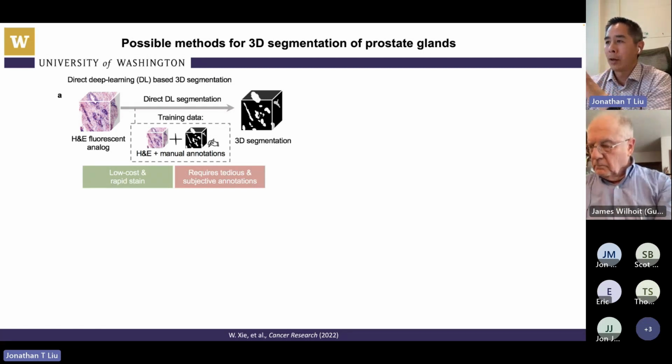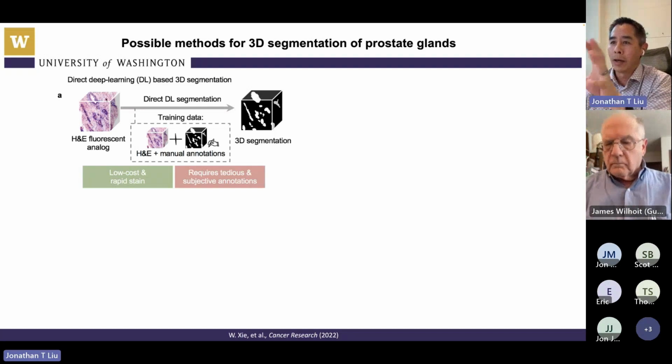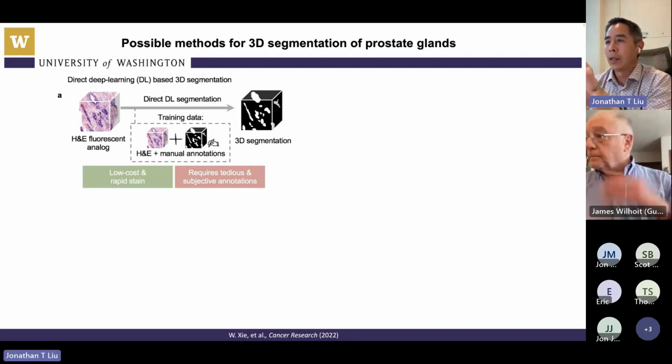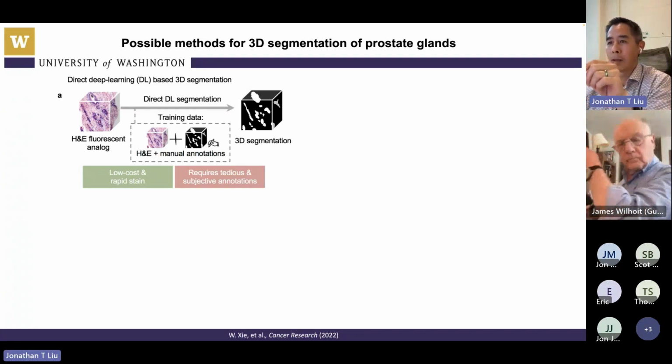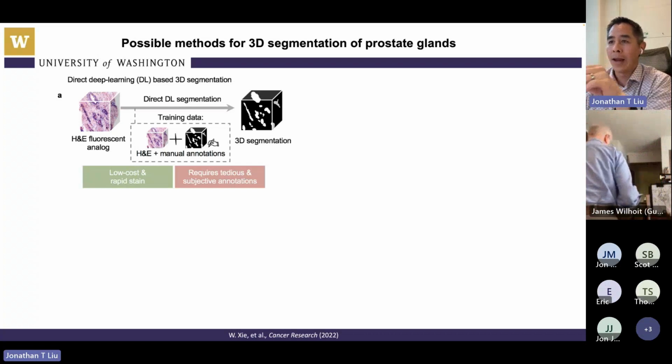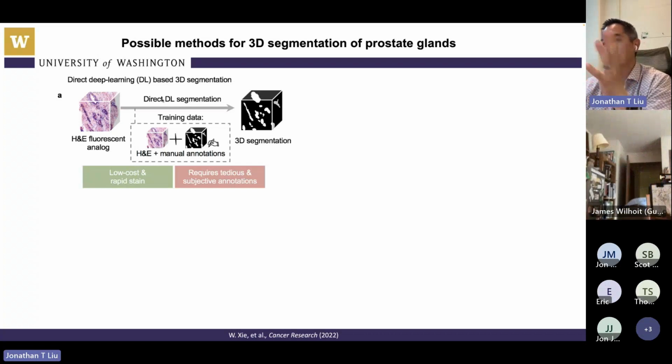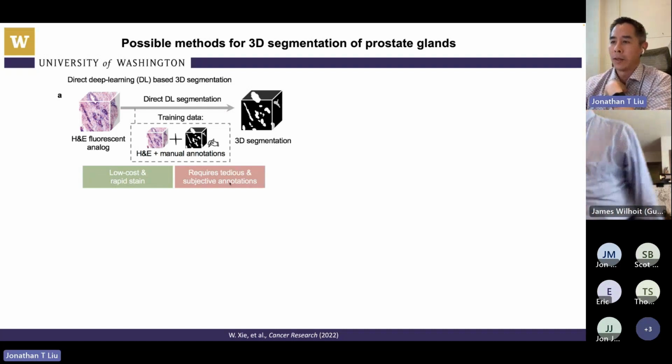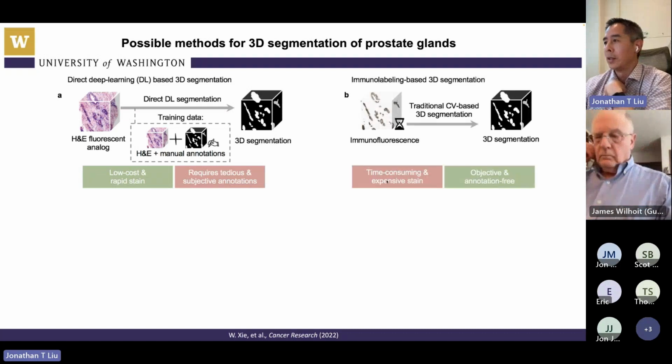Basically, we want a binary image of where the glands are versus where they aren't. And we have our H&E analog data sets on the left. To be able to get from here to the segmentation mask, one way is to ask pathologists to manually annotate, to circle all these glands, and then train the computer to do that automatically. This is tedious and subjective, so it's not ideal.